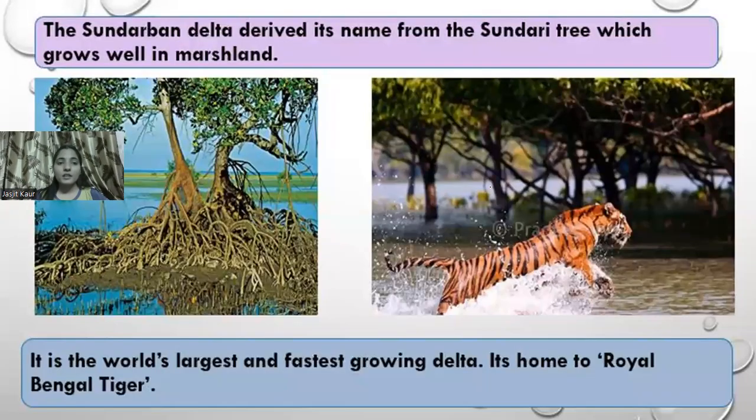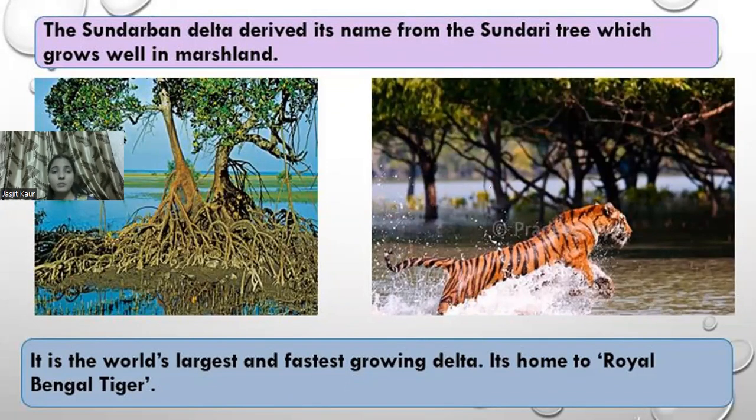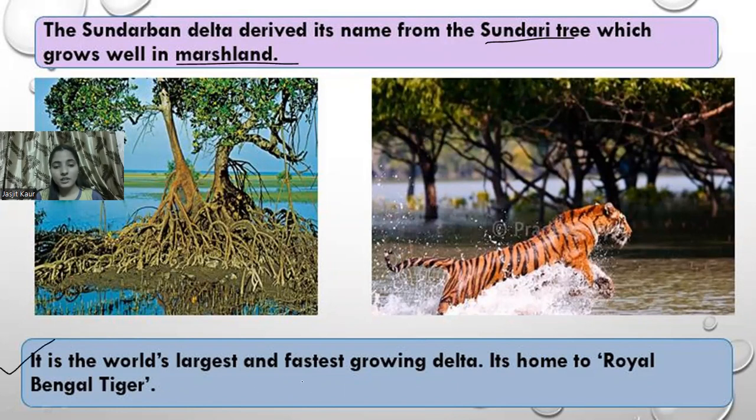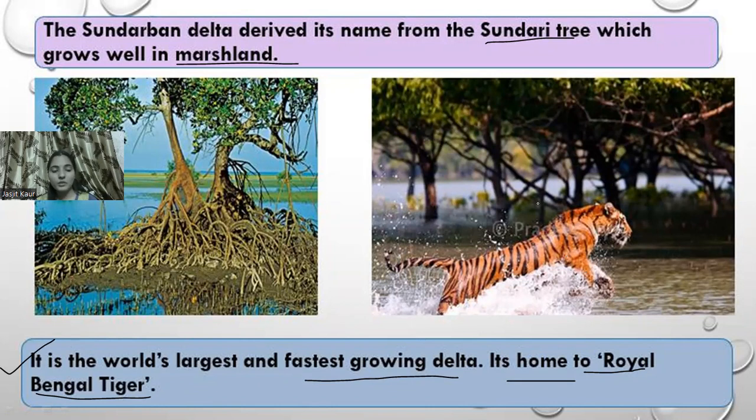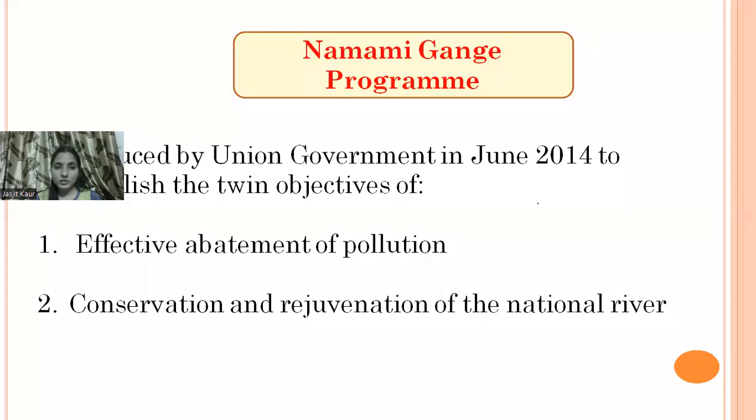So now the Sundarban Delta derived its name from the Sundari tree which grows well in marshland. It is the world's largest and fastest growing delta, and it's a home for the Royal Bengal tiger. As we know, the Sundarban Delta is famous for the Royal Bengal tiger, with a large number of tigers living there. Okay, so these are the features of the Sundarban Delta.